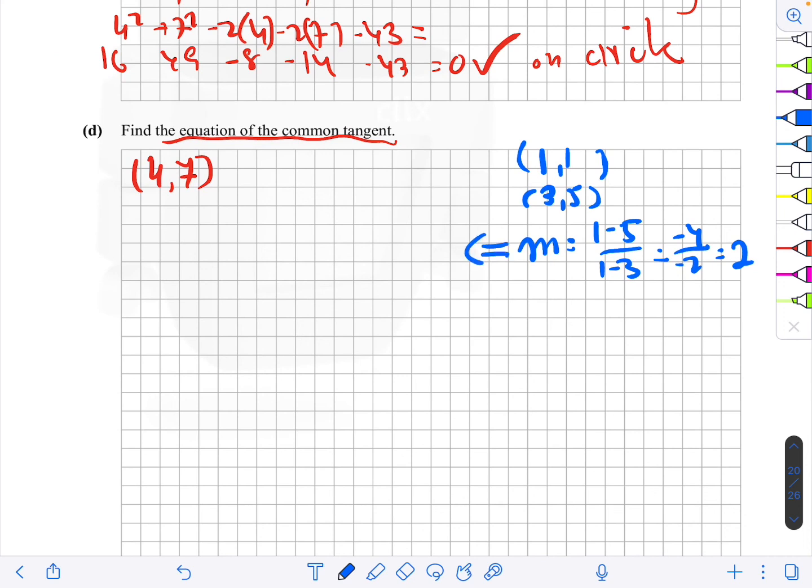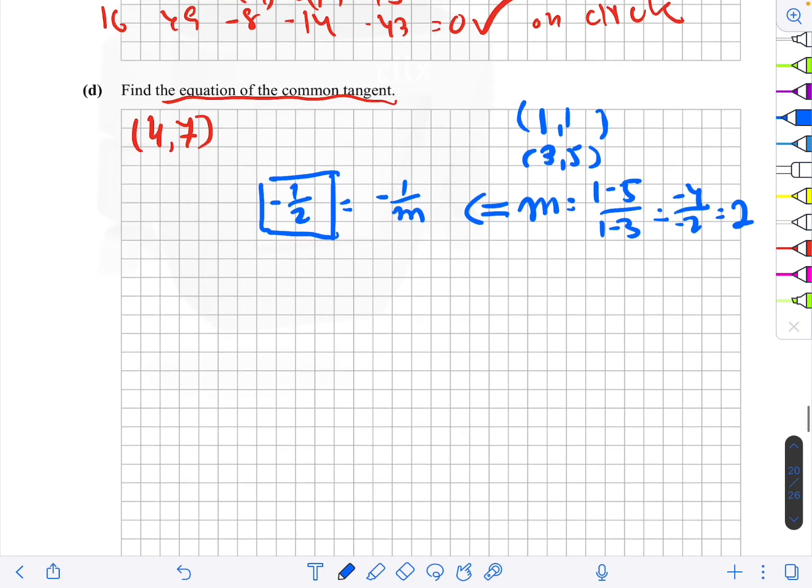Therefore, our slope is minus 1 over m. We just change the sign. So it's 1 over 2 and stick a minus there. So that's our slope. And then we put them all together. So it's y minus 7 equals our slope times x minus 4. So y minus 7 equals minus x over 2 plus 2.